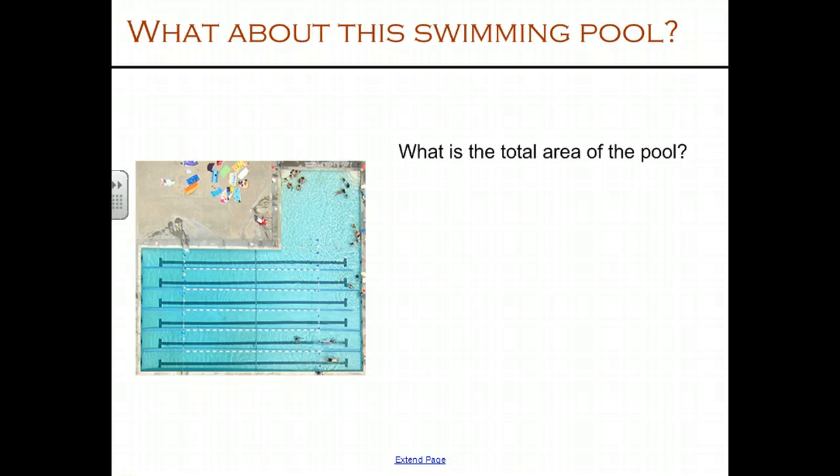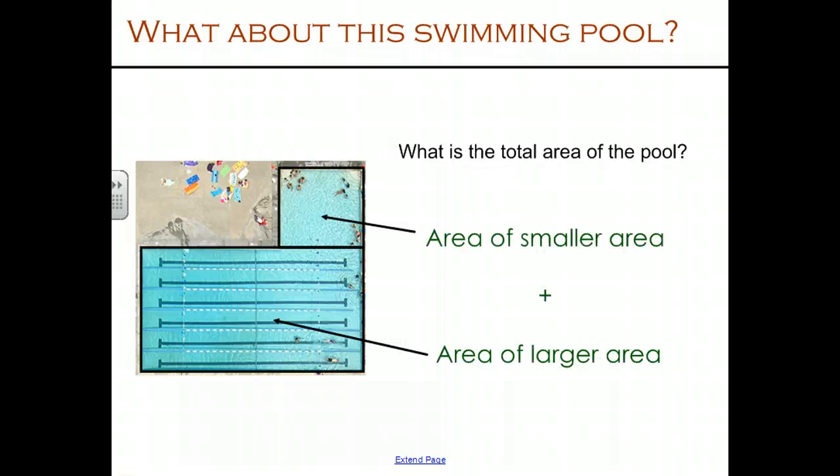We're not going to try to find the area of this pool. That would be a bit complicated, but what's the total area of this pool? Say we didn't know how to find the area of a section like this. Well, all we would have to do is split it into smaller sections and we could find them. The area of this smaller area, which looks like it's a shallow water area, and the area of the larger area, because the two sections combined represent the entire pool, their areas combined represent the entire area.